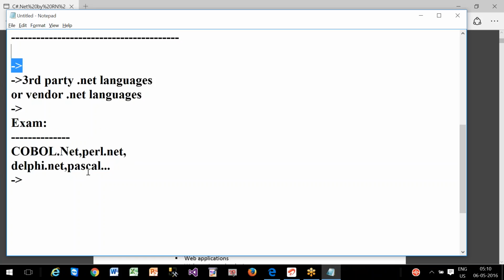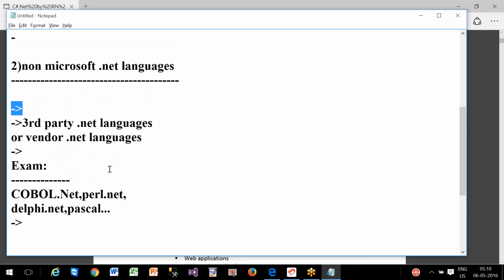And what about language compilers? They are not inbuilt in .NET software. If you want to use a particular language, we have to purchase it from the concerned vendor. Okay. So this is about today's class.